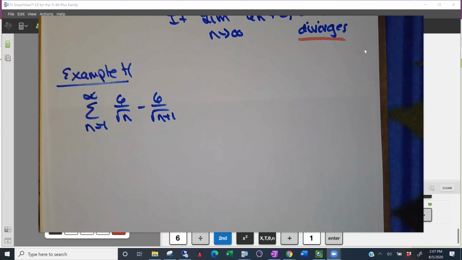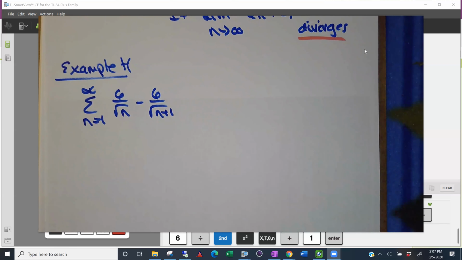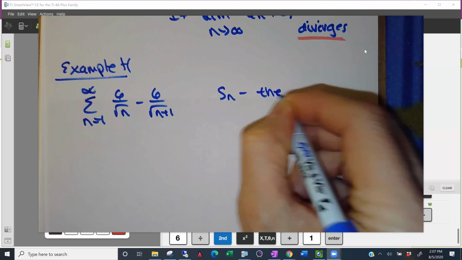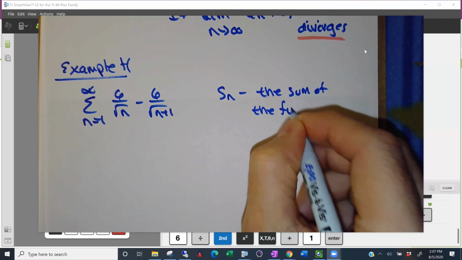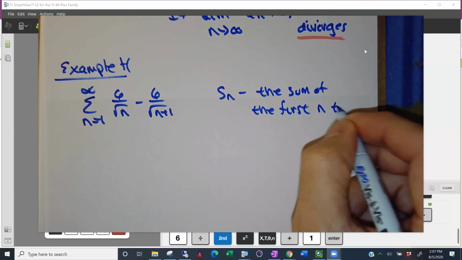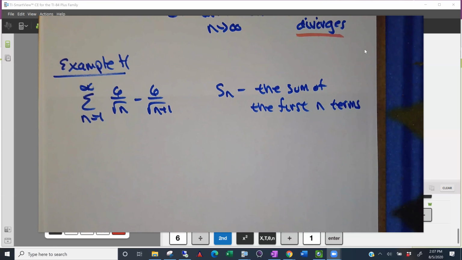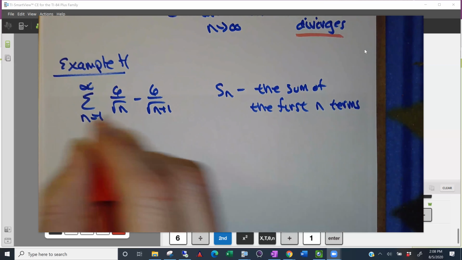Okay, so one of the things that we want to do is find an expression for the series of partial sums. So S sub n is the sum of the first n terms. And let's see if we can't find an expression for that sum. So to do that, let me start looking at a few of these partial sums.